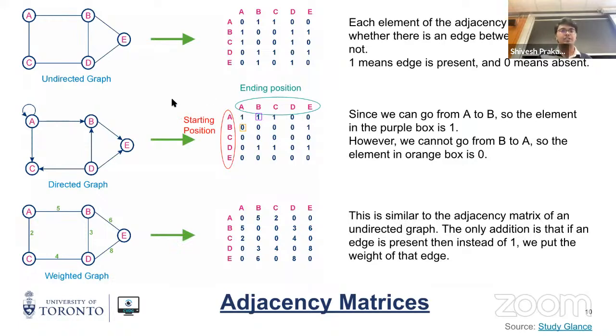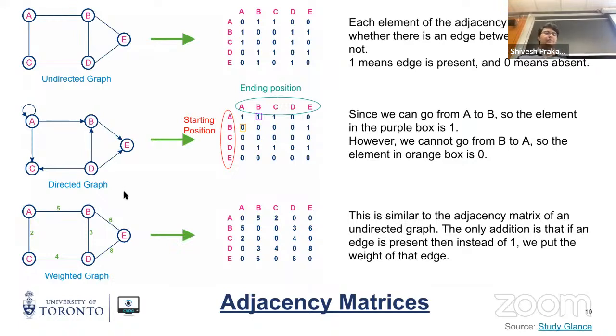Now let's come to the adjacency matrix of a directed graph. So here you can see that the edge is from node A to node B. When you look at the row of A under column B, there is 1 present. However, when you look at the row of B under column A, there is 0. This indicates that the edge is from node A to node B, but not from node B to node A, right? So that's the restriction here.